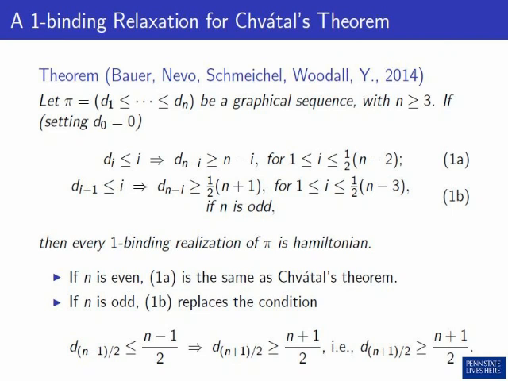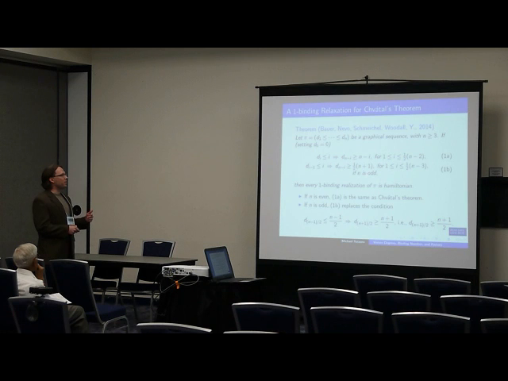It turns out that if n is even, we get no relaxation, because Chvátal's is just these conditions if n is even. But if n is odd, then this 1b collection of implications replaces the Chvátal implication, which is essentially reduced to this inequality, where when you get about halfway through the degree sequence, all the degrees have to be more than half the number of vertices. So this is actually relaxed, in that you may not need those degrees to be bigger than half the number of vertices until later in the degree sequence, if you know the graph is one binding and n is odd.